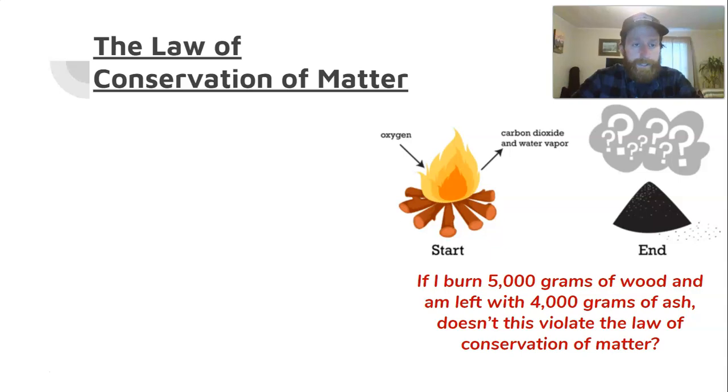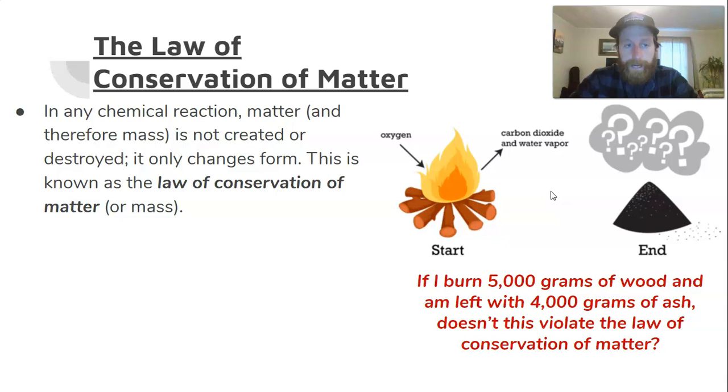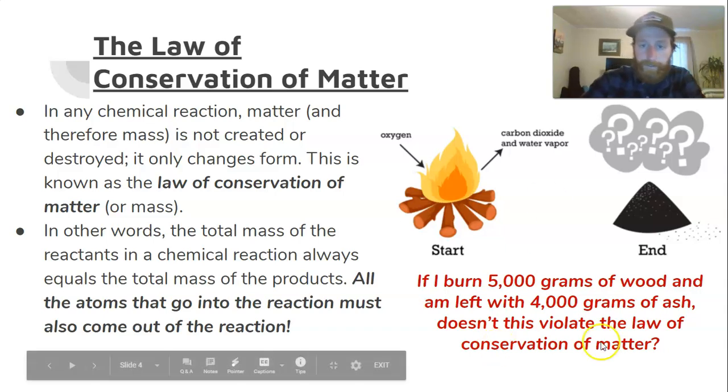So first, let's jump into the law of conservation of matter. In any chemical reaction, matter, and therefore mass, is not created or destroyed. It only changes form. And this is known as the law of conservation of matter, or the law of conservation of mass. In other words, the total mass of the reactants in a chemical reaction always equals the total mass of the products that come out of it. All the atoms that go into the reaction must also come out of the reaction. And we'll see why that's important in just a little bit.